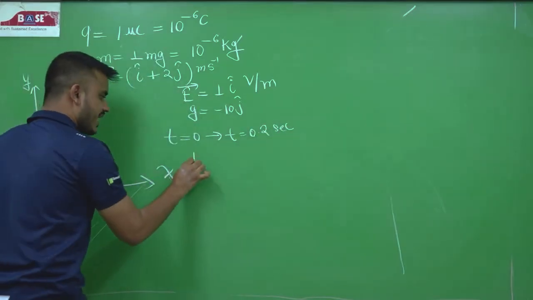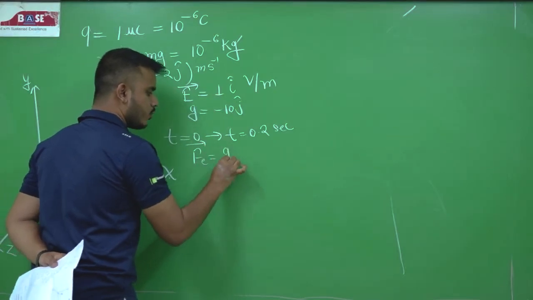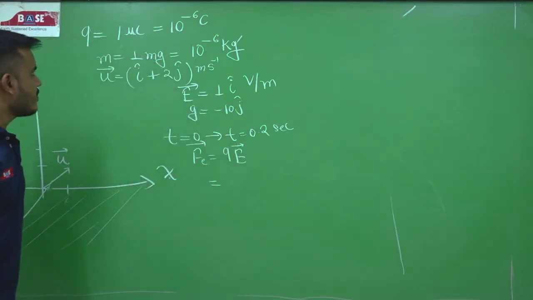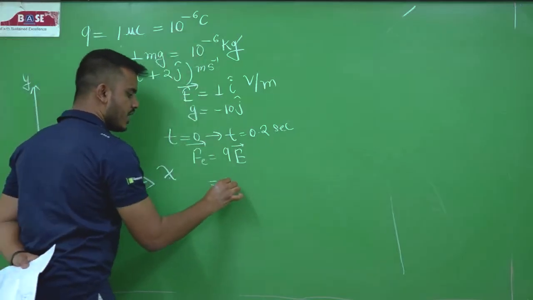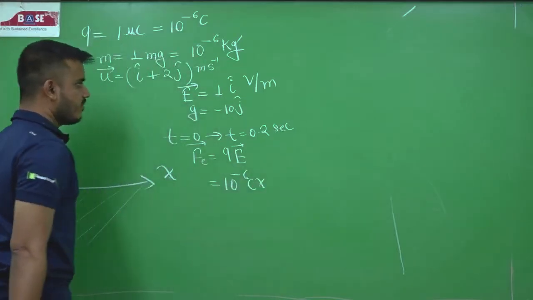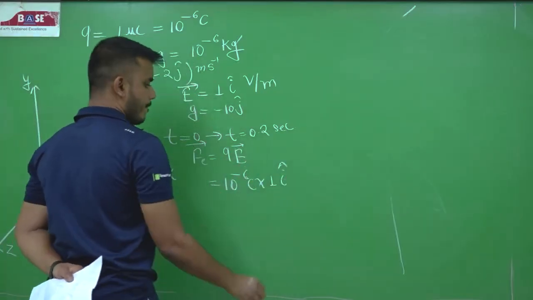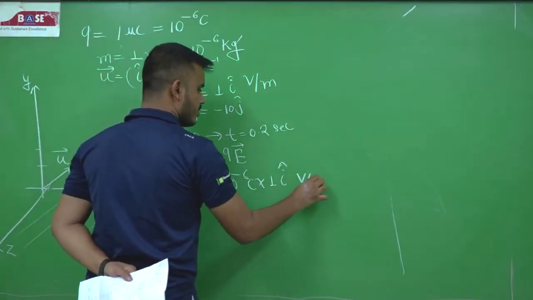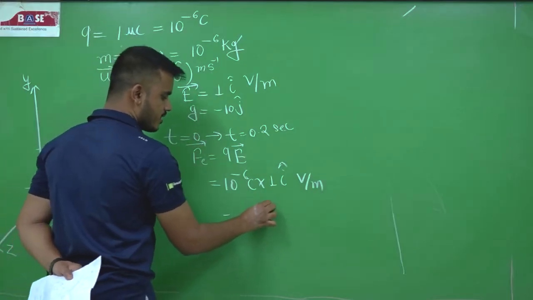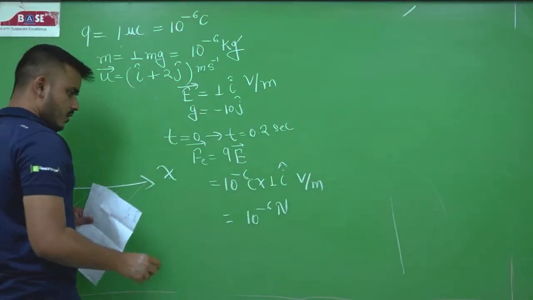So what is the force acting on the particle? Electric force acting equals q times E vector. Now what is the charge of the particle? Charge of the particle is 10 to the power minus 6 coulomb. And what is the electric field here? Electric field is 1 i cap volt per meter. So if I solve this, I'll get 10 to the power minus 6 Newton force. That is the electric force acting on the particle.